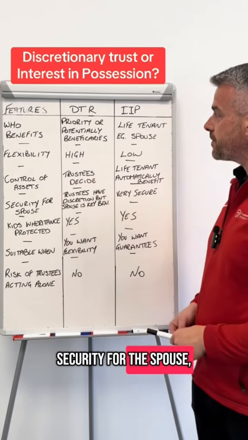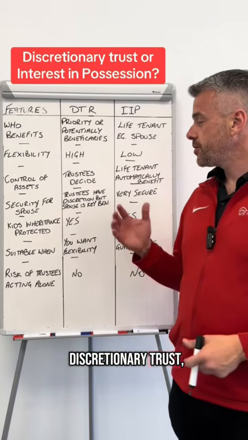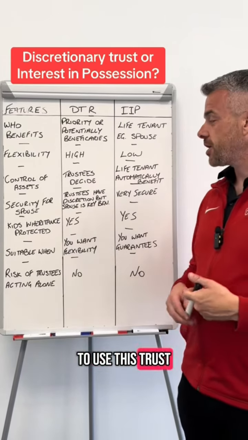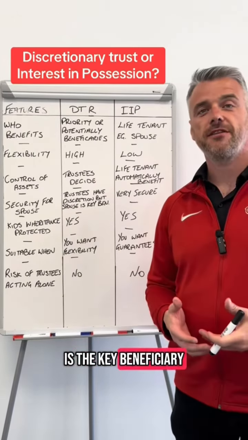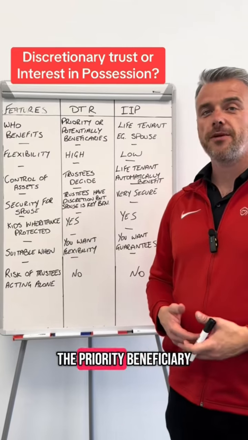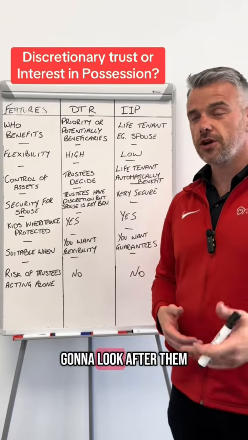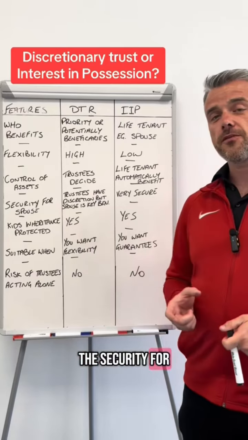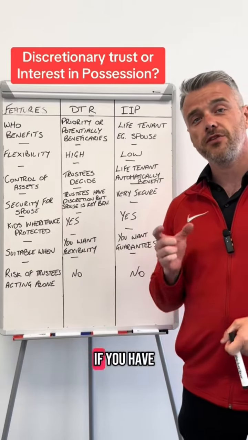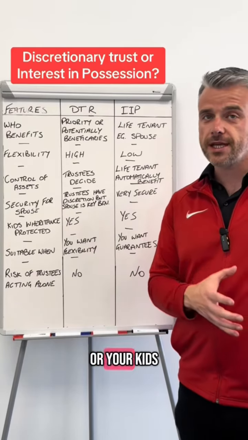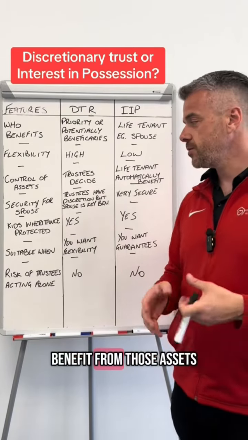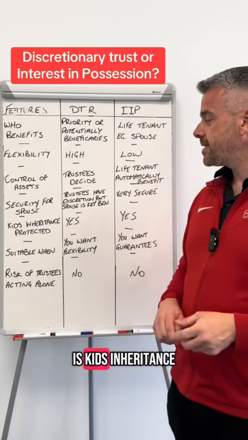Security for the spouse. Discretionary trust, the trustees do have the discretion to use this trust. However, the spouse is the key beneficiary. So if they've been named as the priority beneficiary, the trustees are going to look after them. With an interest in possession, the security for the spouse is very secure. If you have named your spouse or your kids as the life tenant, that can't be undone. So they will benefit from those assets. Is kids' inheritance protected?